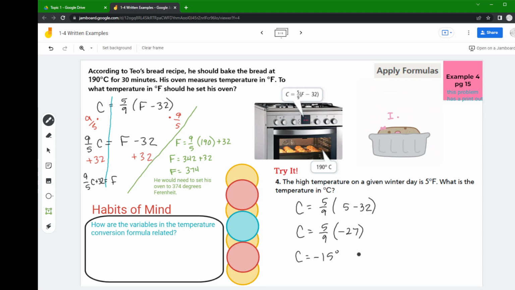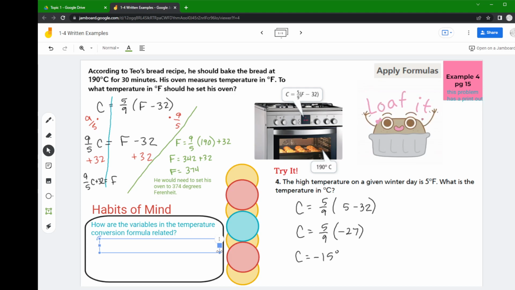Then I put in here the habits of mind. Most of my videos don't have habits of mind because I created them before I intended on using those. Don't judge me. But it says, how are the variables in temperature conversion related to each other? So how are the F and the C related? Well, because they're both describing a temperature. This one's kind of a straightforward answer.